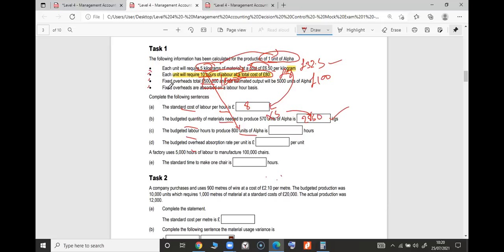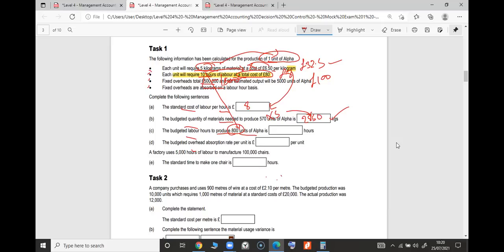Be careful, people. Read the question, the requirement. Thank you, Fanny, Richard, Samuel. Omid, that's great. Budgeted labor hours to produce 800 units, not 570. Be careful. Thank you, Kazi, Shazad. Don't worry, Maha, you're well done. You have done it well now. That's the reason you read the requirement carefully.